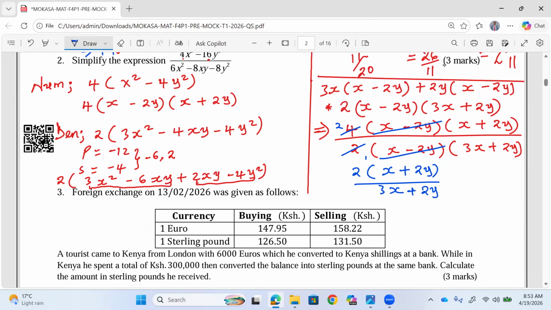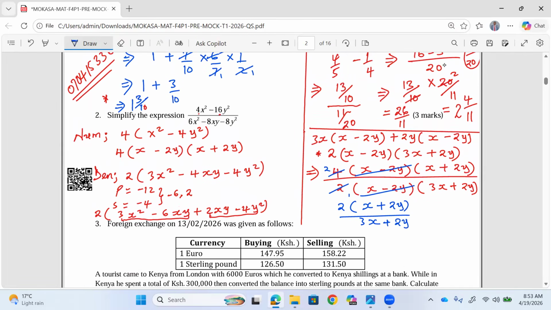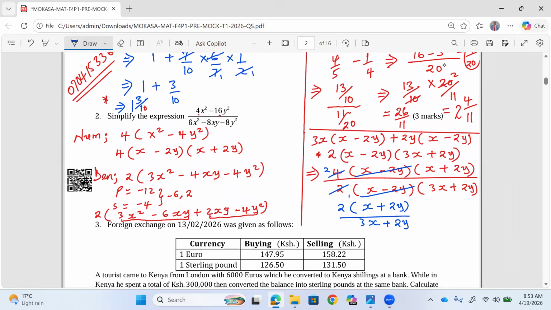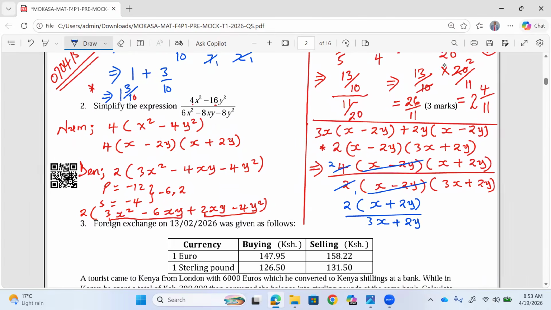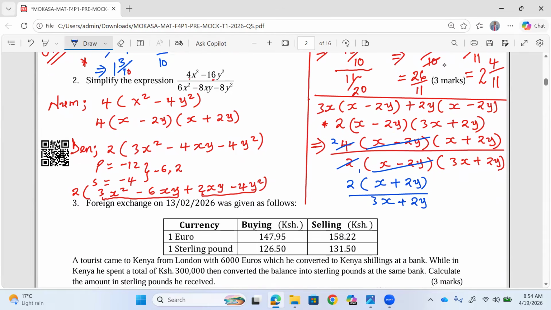Yeah, question number 2. A very, very good question. So you're supposed to know how to simplify a difference of two squares and how to factorize what we call a quadratic expression. If you're getting something, please type I am learning.